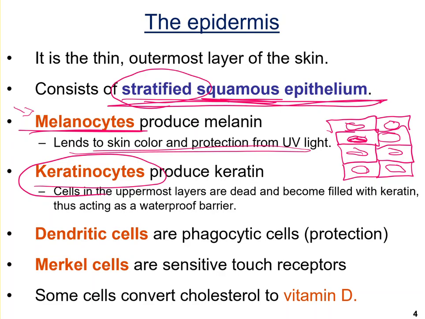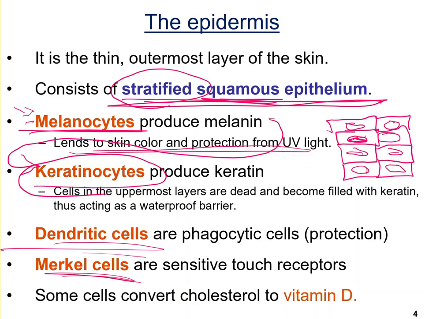But those keratinocytes need to protect it, so the melanocytes produce melanin, which then protects the keratinocytes like a little umbrella. We also have dendritic cells, which are a type of phagocytic cells. So they're a white blood cell that actually eats other cells. So it can get rid of worn out cells. It can get rid of pathogens like bacteria or viruses trying to get through the skin. It can get rid of debris if you get a cut or an abrasion.